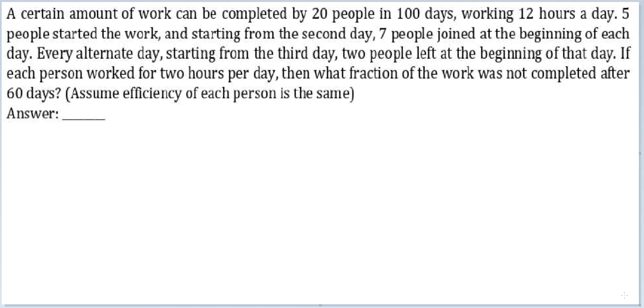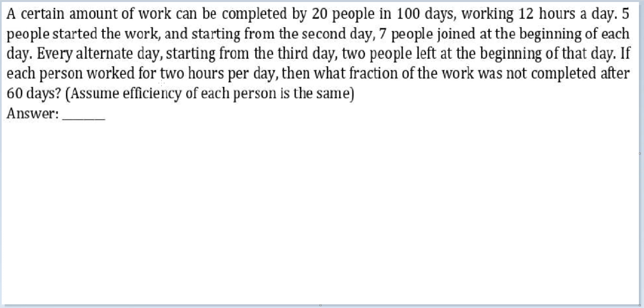7 people joined at the beginning of each day. Every alternate day, starting from the third day, 2 people left at the beginning of that day. If each person worked for 2 hours per day, then what fraction of work was not completed after 60 days?